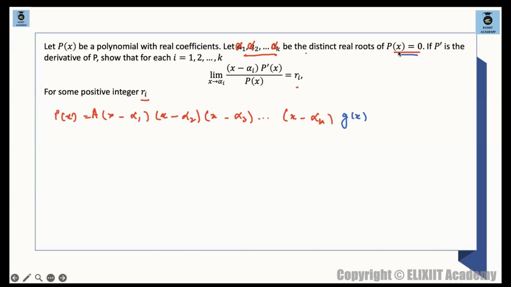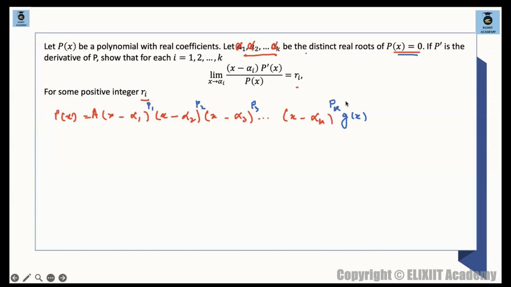Just look at the language over here. This is why I say solve the previous year questions. These are the distinct real roots of px is 0. Distinct real roots means the roots can be repeating also, maybe or maybe not. Maybe this root is repeating, alpha 1 like this. So some of these roots can be repeating, and this is one very important thing which you need to consider. Any of these can be repeating, maybe or maybe not. I am not saying that this has to be repeating.